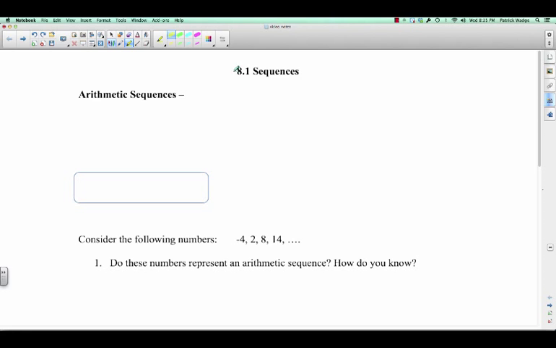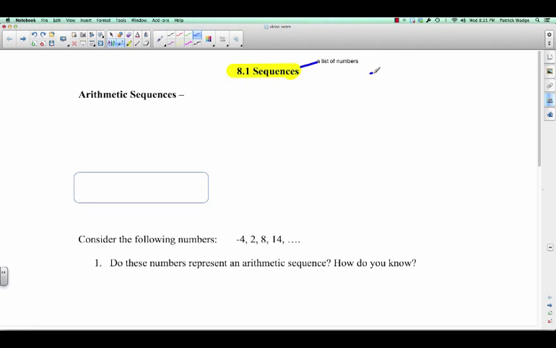Chapter 8 is on sequences, and you're probably wondering what a sequence is. Well, it's actually quite simple. A sequence is just a list of numbers. So I could generate a list of numbers in many ways. How about the number of kids in my complex?